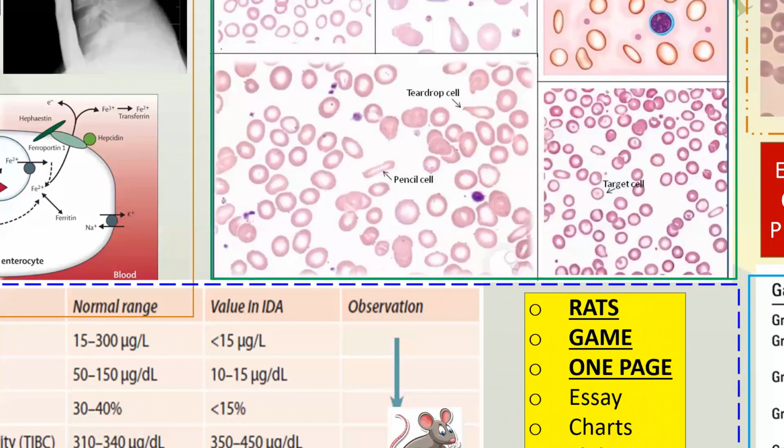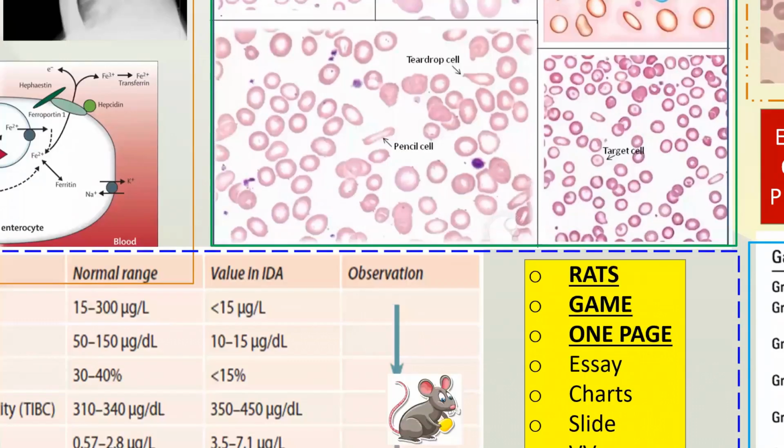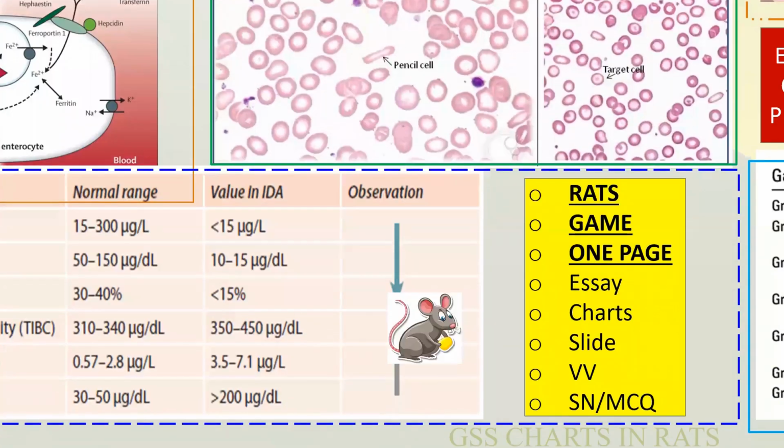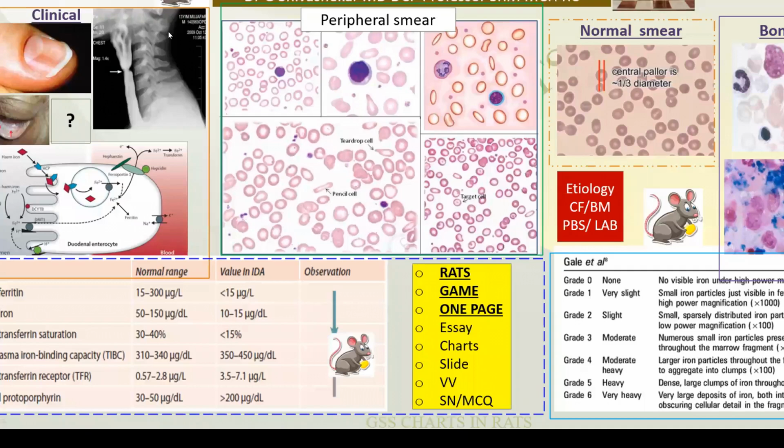I would like you people to kindly go to these references. RATS, I have taken a complete class on iron deficiency. Please go back to it. Again, I would have mentioned the chart as well as the slide on it. One page is a book written by me, and it is a superb, concise book. In fact, it is called one page because each page has a content. And the question can be in the form of essay, chart, slide, viva, spotters, short notes, MCQ, and whatnot. I hope you people have visualized everything in this field.